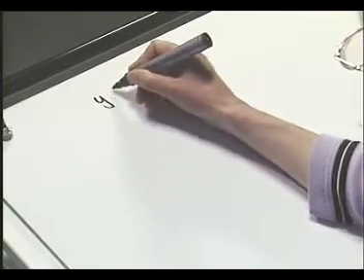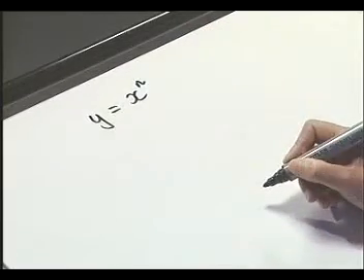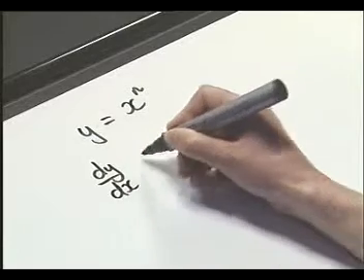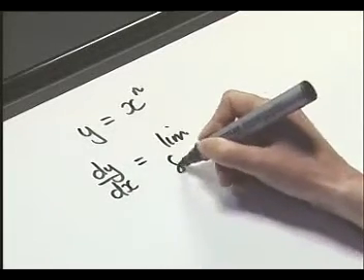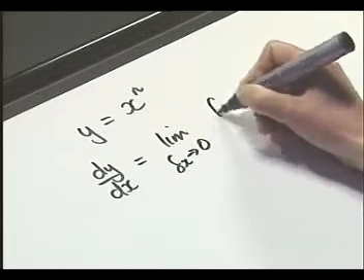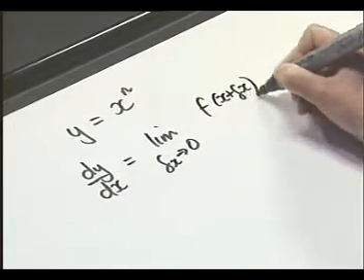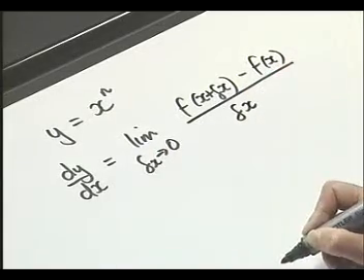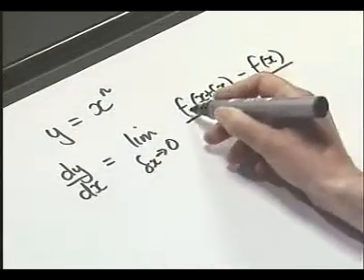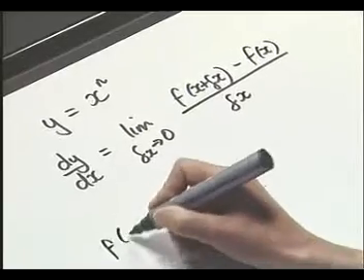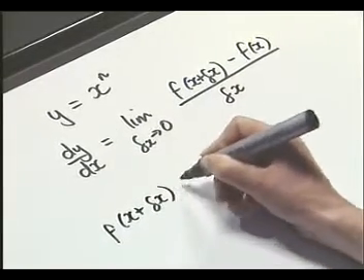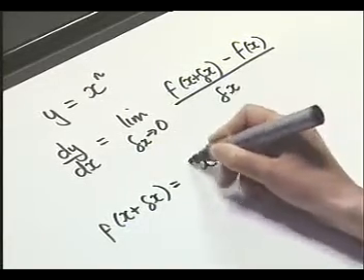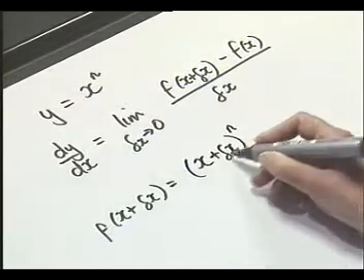So we have y equals x to the power n. Our definition of our derivative function is dy by dx equals the limit as delta x approaches 0 of f of x plus delta x minus our function of x, divided by delta x. So let's just look at this part. First of all, our f of x plus delta x is going to equal x plus delta x all to the power n. And this is a binomial.